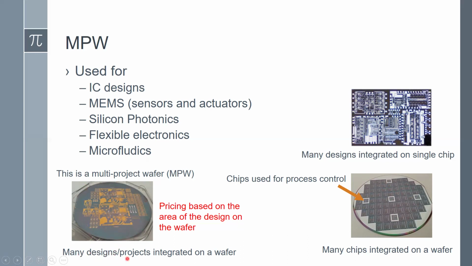So there are many designs or projects that have been integrated on a wafer. These are different designs and different projects from different designers across the world. They have been integrated together and placed on a single wafer. And the pricing of each project is based on the area, how much area your design occupies on the wafer. The larger the area, the larger your quote for the cost of fabrication.